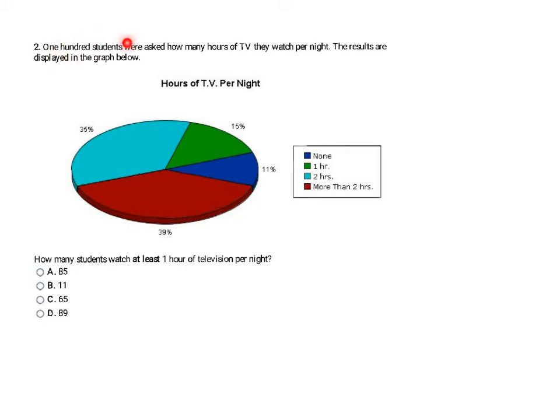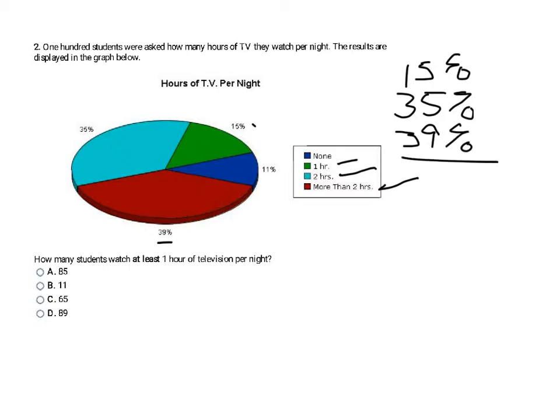This problem says 100 students were asked how many hours of TV they watch per night. The results are shown in the graph below. How many students watched at least 1 hour of television per night? So at least means that you can have 1 hour or more. So I'm going to be looking at these three categories. So 1 hour is 15%. 2 hours is 35%. And then 3 or more hours is 39%. And then I'm going to add those, and I get 89%.